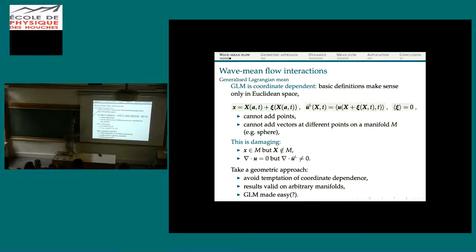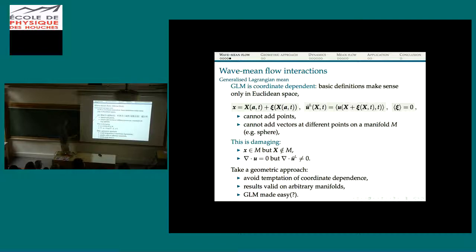So it's been cooked up in Rn, in a Euclidean space, and you can ask, what does it mean in a coordinate independent way, and you will quickly realize that it has no meaning, right? So I wrote here the 3 key equations of GLM, and none of them make intrinsic sense. Okay, so why is that?